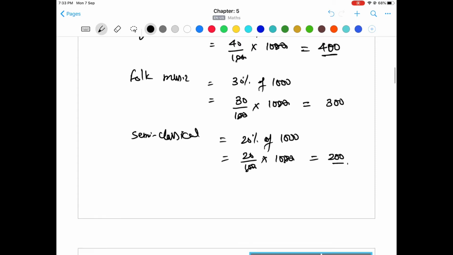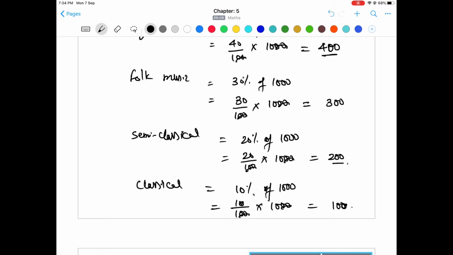And the last one is classical. Classical music is preferred by only 10% of people. That means 10% of the total CDs, which is 1000, should be of classical music. So that means 10 divided by 100 multiplied by 1000. Again these two zeros will eliminate these two zeros. 10 into 10 is 100.